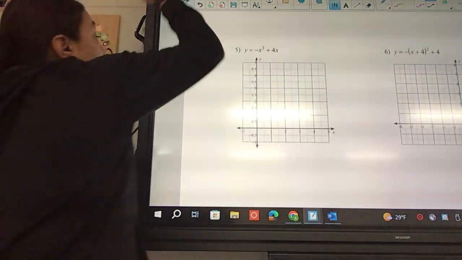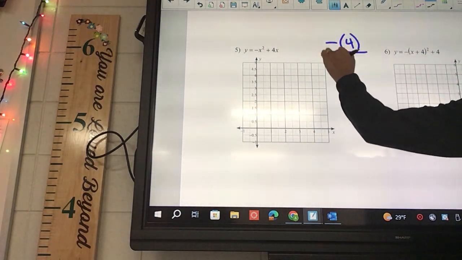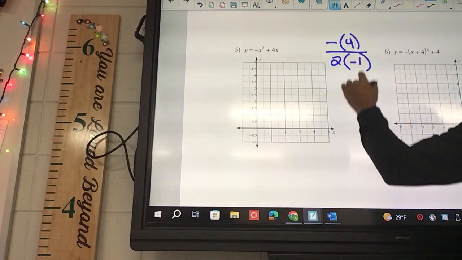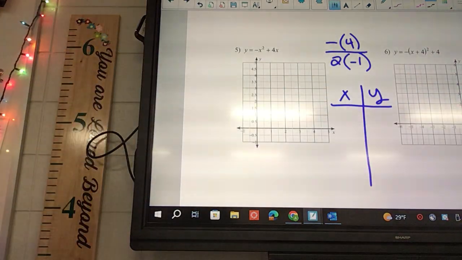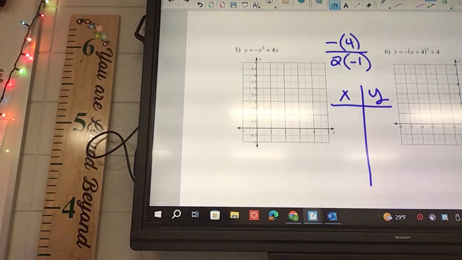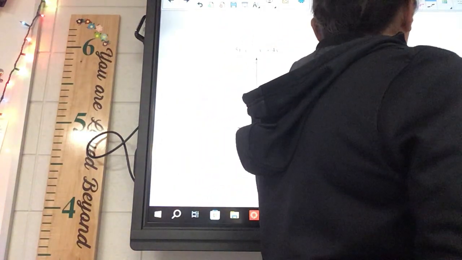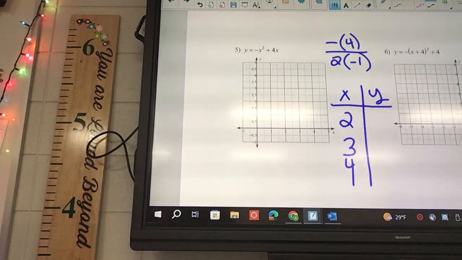Is that standard or vertex? It is standard form, so that's the one we got to do negative b. What's my b? 4 over 2, and my a? Negative 1. Okay, you're going to type that first part in the calculator and see what you get. You got 2? Okay, so what comes next? 3 and 4. Okay, so we're going to type that into the equation above, and then go through and change it to a 3, go through and change it to a 4.